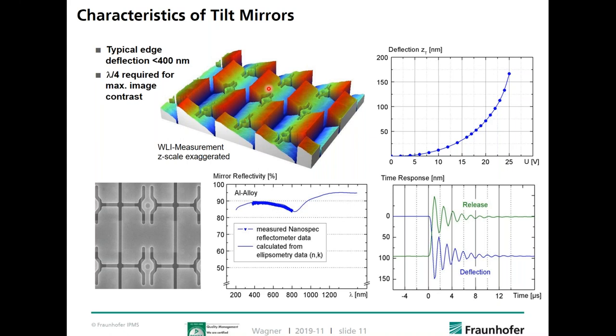Also very important in this development chain is characterization of micromirrors. This is really a field on its own. Here are some examples. You see on the upper left a white light interferometer surface profile of a mirror area where the mirrors are deflected. I have to point out that the scale is clearly exaggerated. This is a typical pitch of, let's say, 10-20 micron, and on the other hand we are talking about relatively low deflection angles for these analog micromirror arrays.